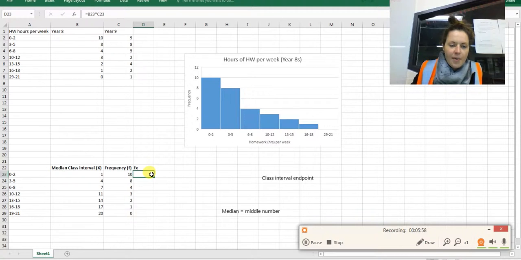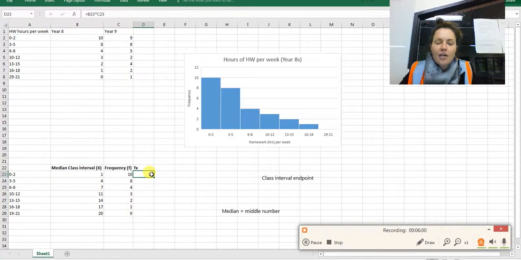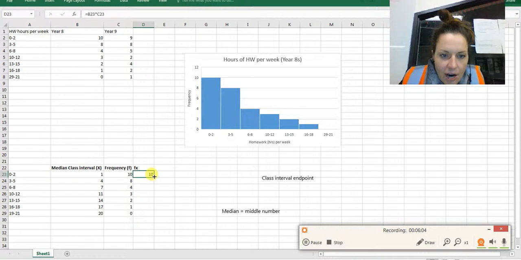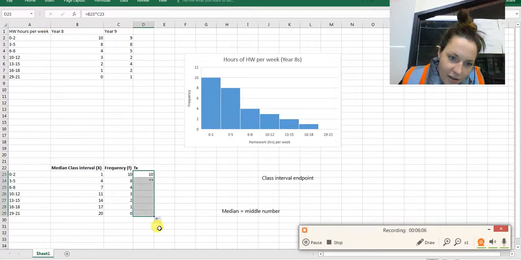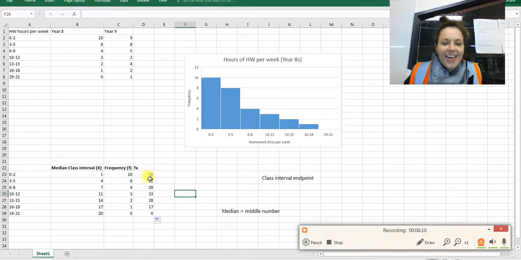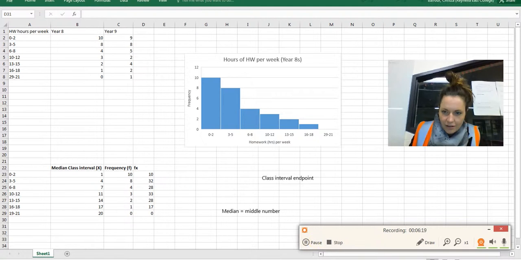The cool thing about Microsoft Excel, I love it, my year 8s and I use it all the time, we are obsessed with it, is you can carry this formula all the way down. Yay! But it's important that you understand how I got to that point. I times the median class interval by the frequency. So, cool. How am I going for time?